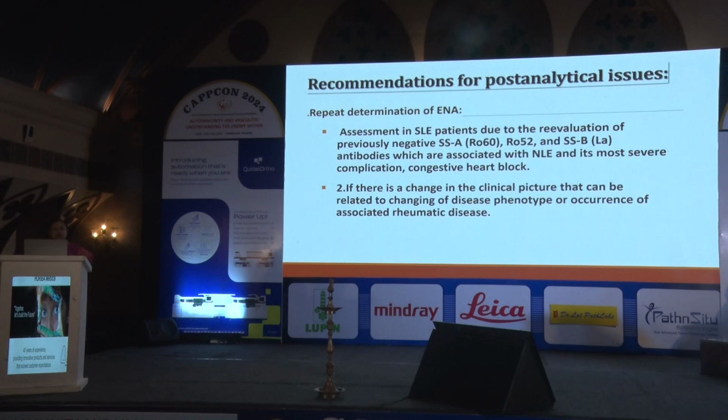And repeat determination of ENA can be done in ANA negative patients where previously it was negative, but there are again clinical symptoms, where we can go for the SSA, Ro52 and SSB. So that can be done. And likewise if there is a clinical shift in MCTD cases.